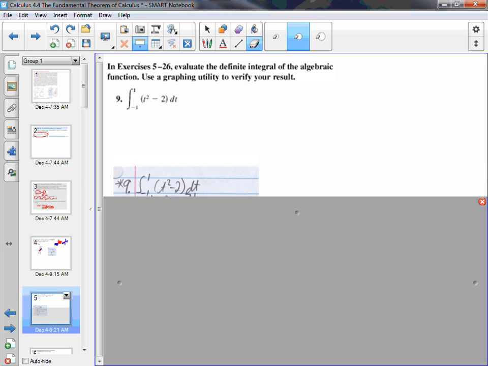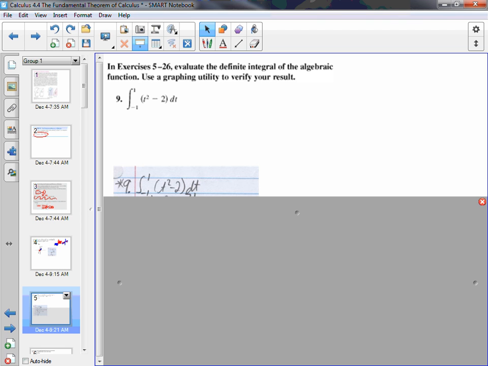Number 9. Evaluate the definite integral of the algebraic function. Use a graphing utility to verify your result. And I will show you how to do that after we've done this by hand. So here's your first example of how to use the fundamental theorem of calculus to evaluate a definite integral.